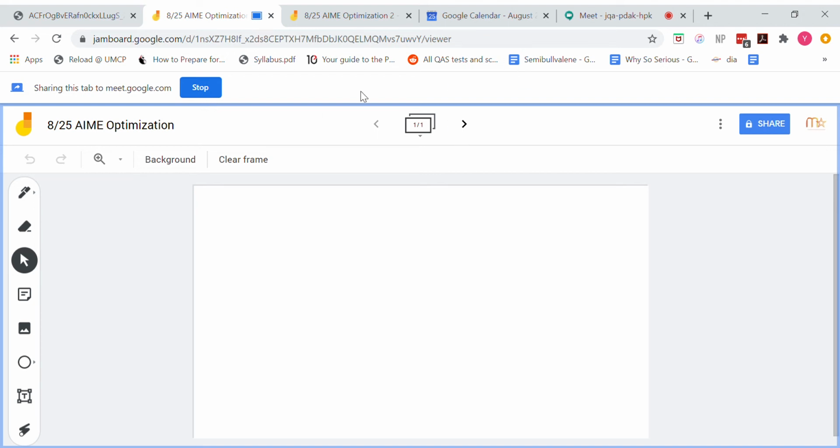Alright, so today's class, we're focusing on optimization and inequalities in general. Usually that's more of an Olympiad topic, but it still applies a little bit to AIME. It's helpful to know a couple of basic inequalities. So let's get started.